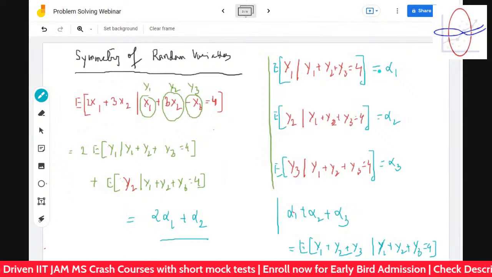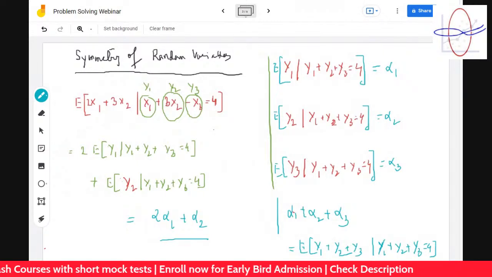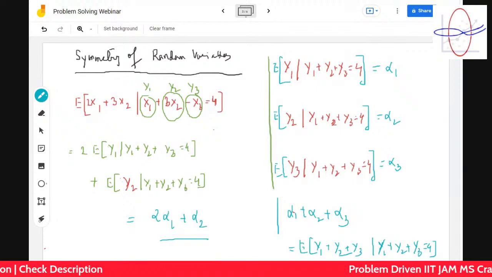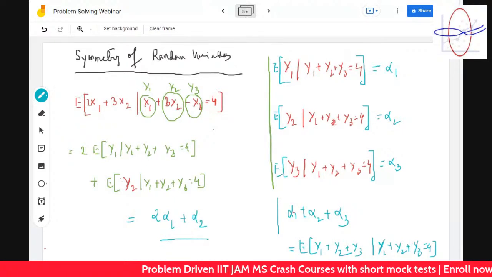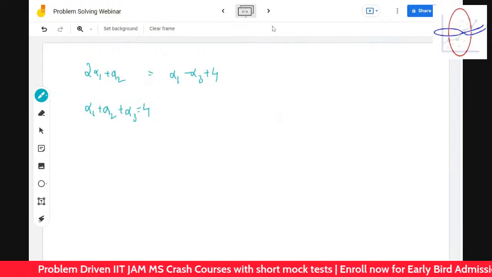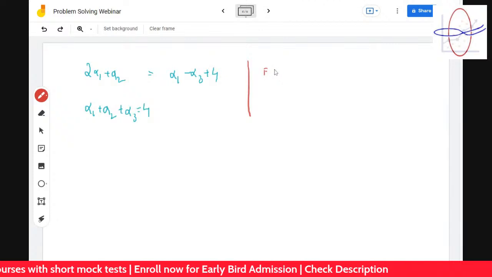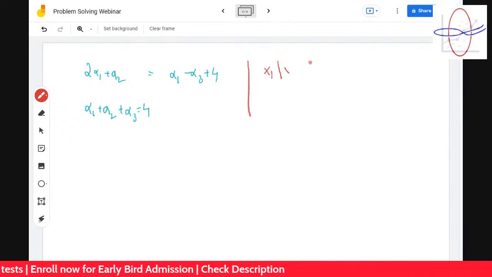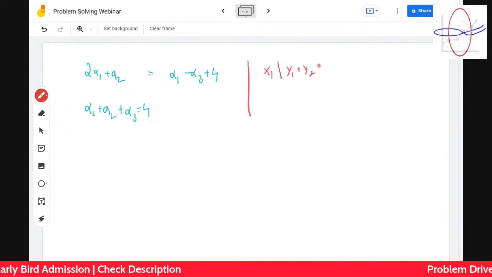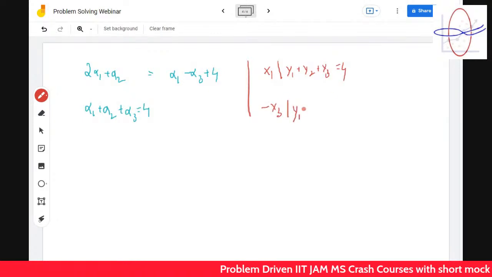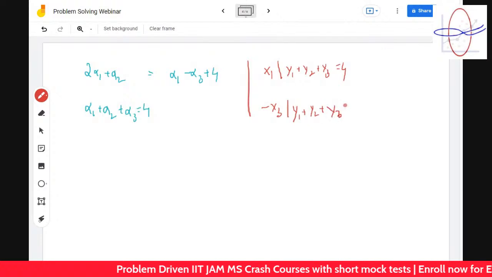What is alpha 1 and alpha 3? It's asking to find the expectation of y1 given y1 plus y2 plus y3 is equal to 4, and the expectation of y3 given y1 plus y2 plus y3 is equal to 4. So let's see what is y1 and y3. y1 is nothing but x1 and y3 is nothing but minus x3. Here is where the symmetry principle will come in. So understand, x1 given y1 plus y2 plus y3 is equal to 4, and minus x3 given y1 plus y2 plus y3 is equal to 4.